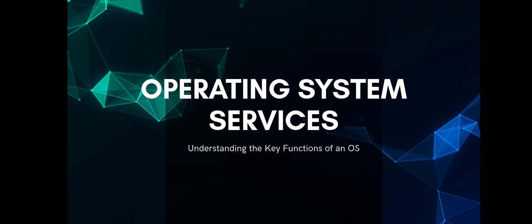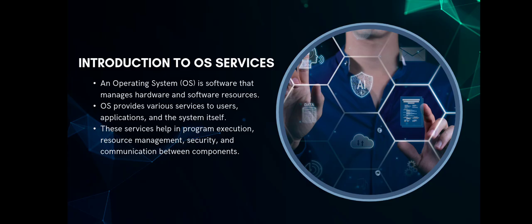Introduction to OS services. An operating system is a system software that manages all hardware and software resources of a computer. It provides various services that help users, applications and the system itself to function properly. For example, when we open an application, save a file or connect to the internet, the OS is working in the background to make these operations possible. These services play a crucial role in system performance and security.